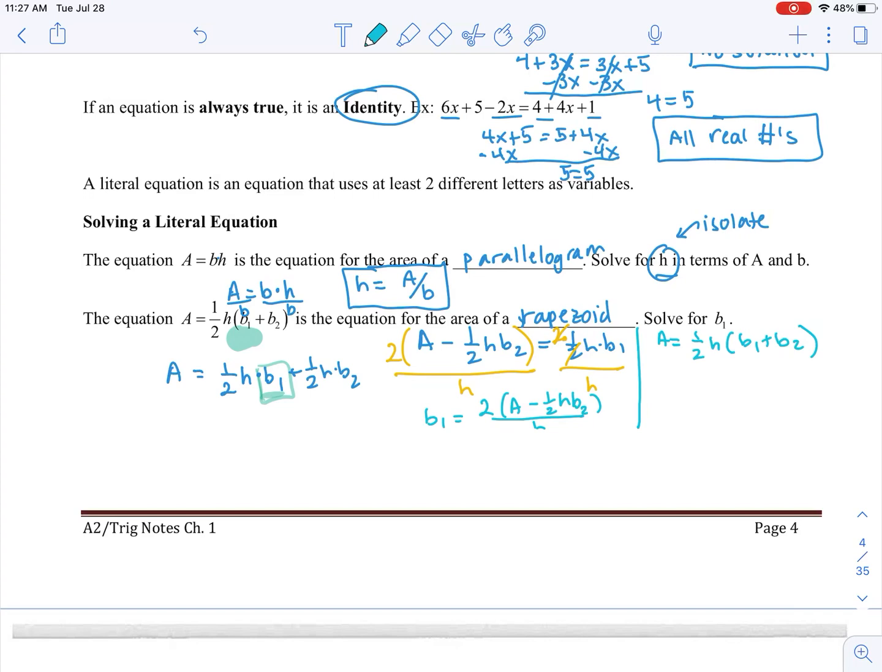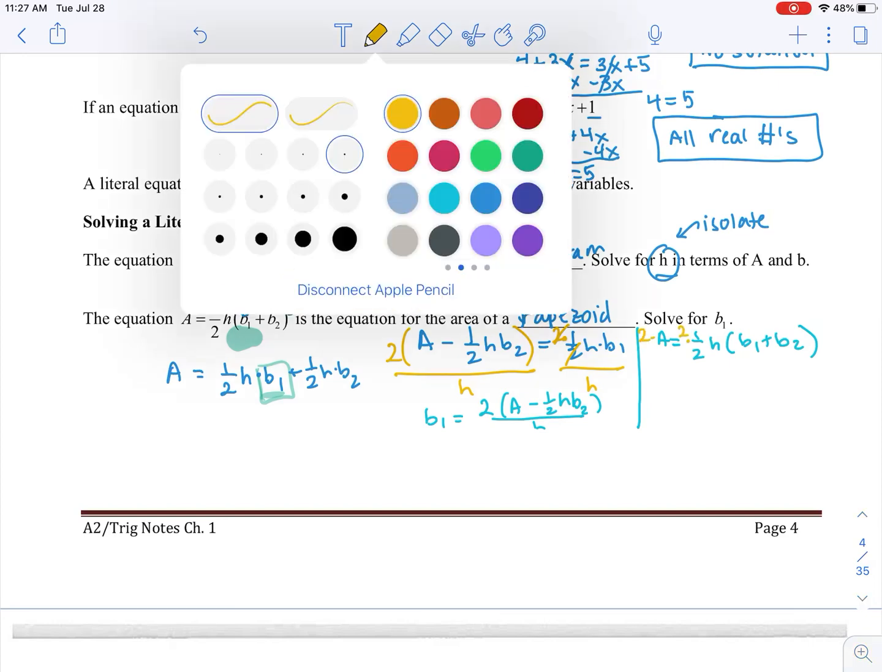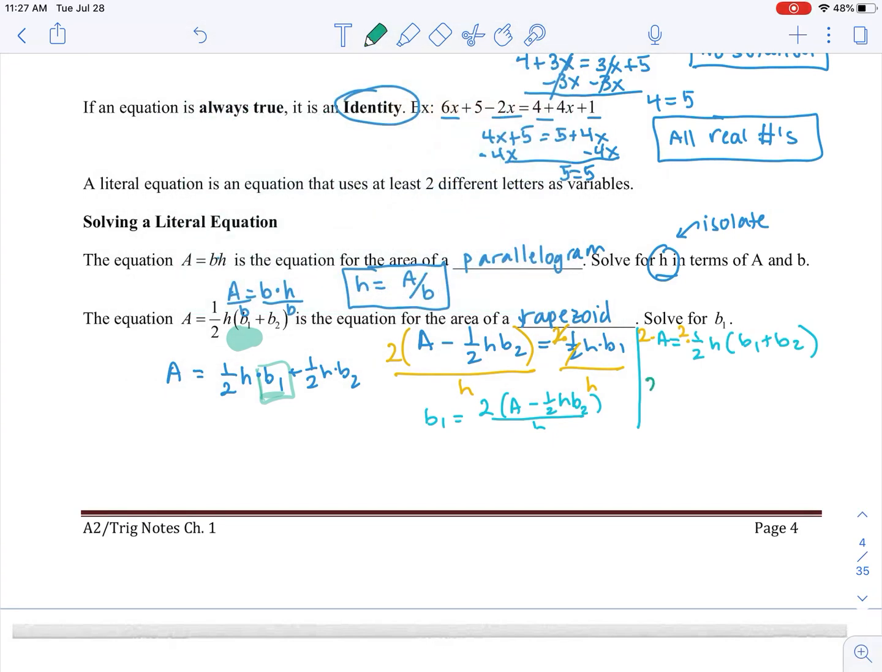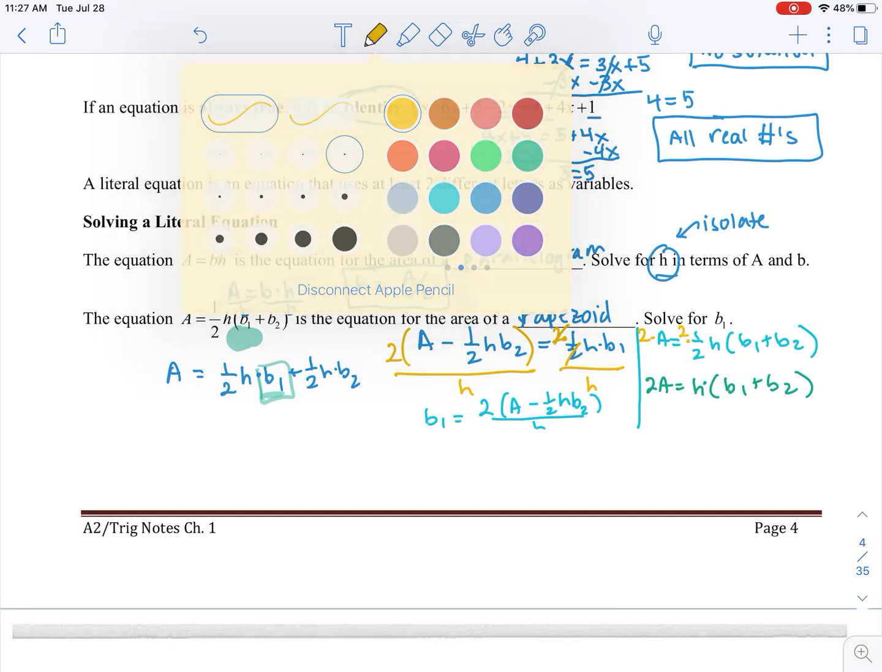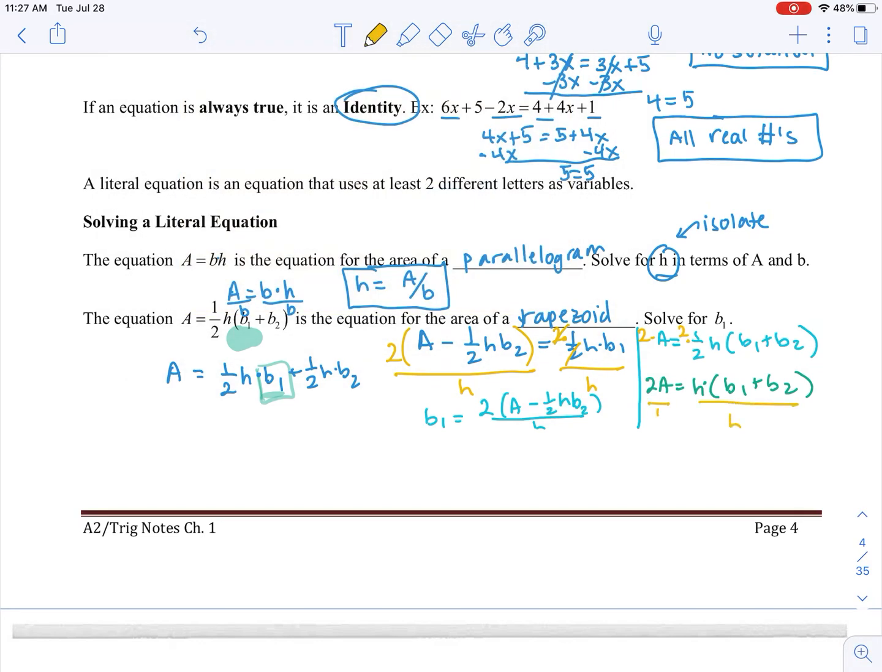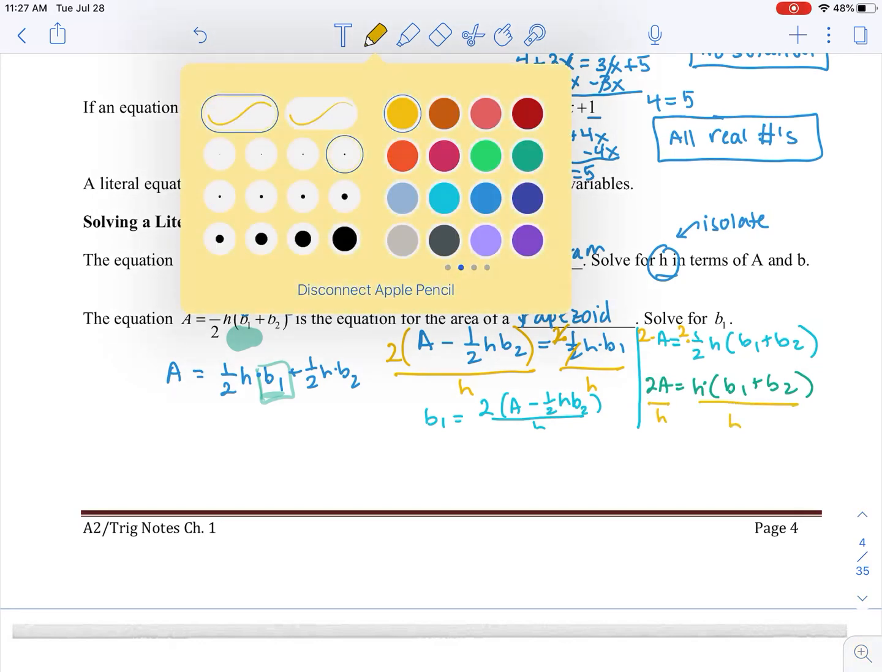Okay, so if you thought maybe we could have just gotten rid of the 1/2 in H through timesing by 2 on both sides first to get 2A equals H times the quantity B1 plus B2. How do we undo the H, which is being multiplied? Well, we can divide both sides by H. Okay, here we go. We're getting closer.